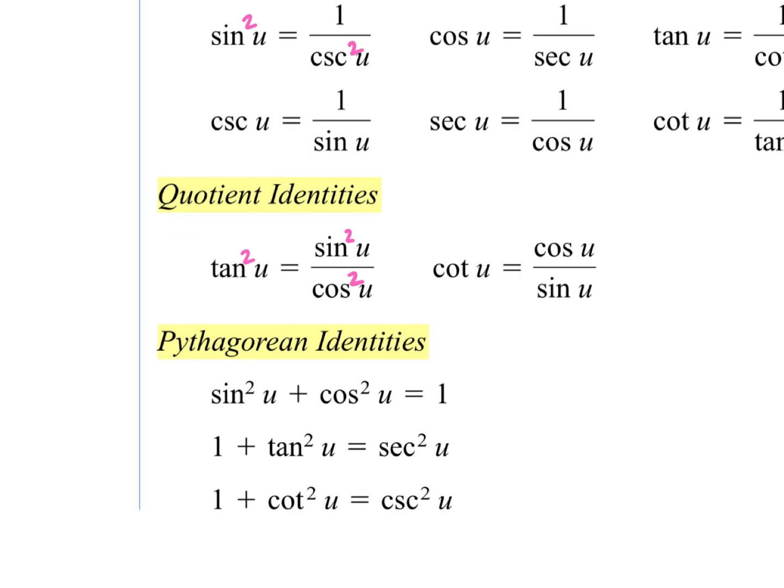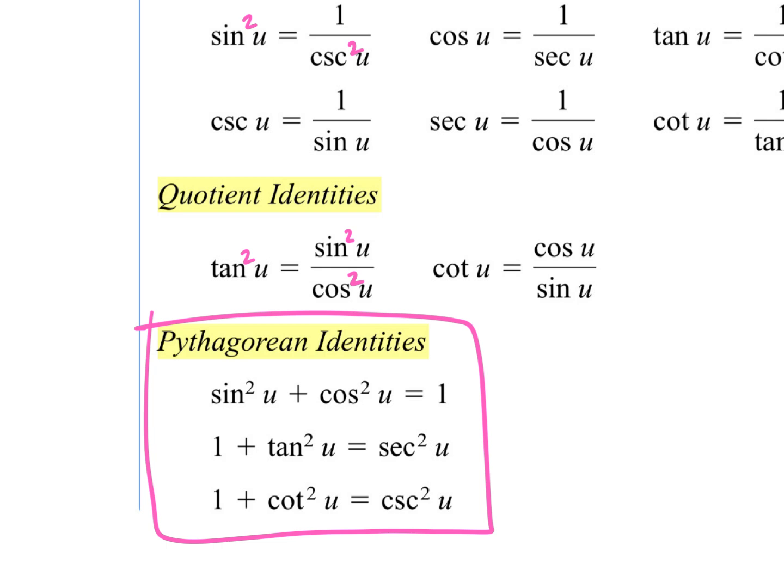Pythagorean identities, you can't change the exponent. It has to be sine squared plus cosine squared that equals 1. If you have sine plus cosine, that does not equal 1. So it's not true if it's not squared. So these have to be the same. You can't change them. You can only change them by rearranging it, by adding or subtracting to move things around. So other than that, you can't change these.